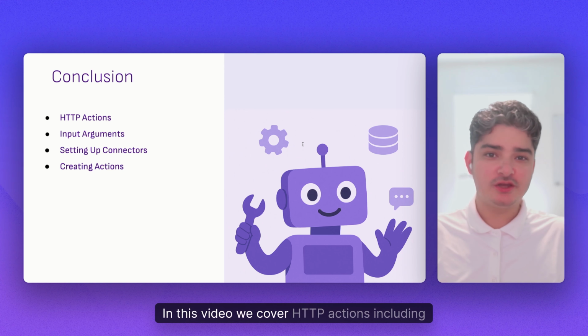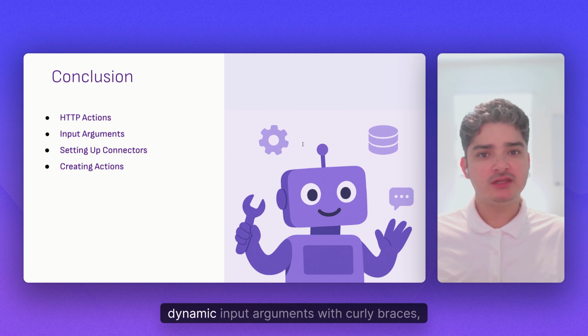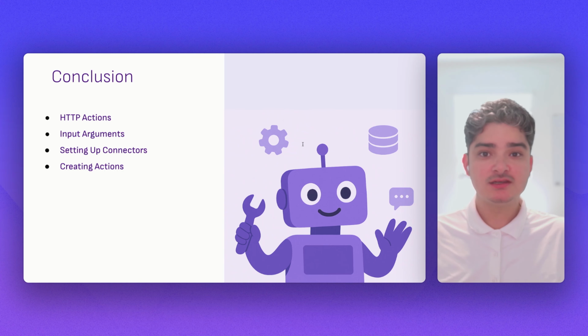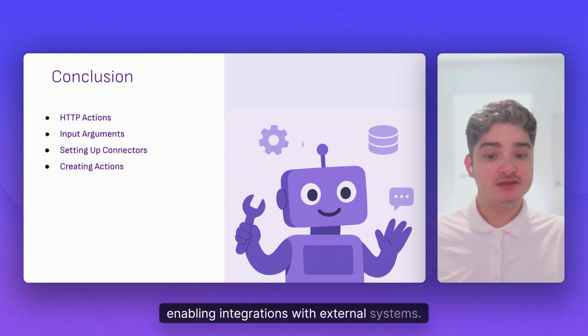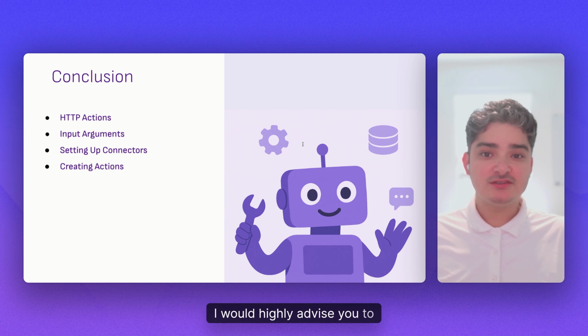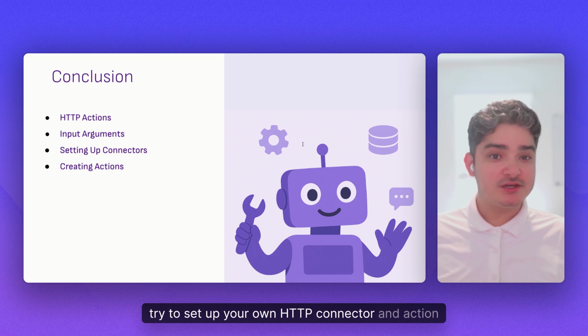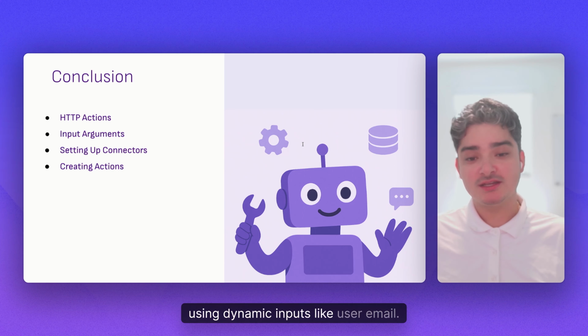In this video, we cover HTTP actions, including dynamic input arguments with curly braces, setting up connectors, and configuring actions, enabling integrations with external systems. I would highly advise you to try to set up your own HTTP connector and action using dynamic inputs like user email.